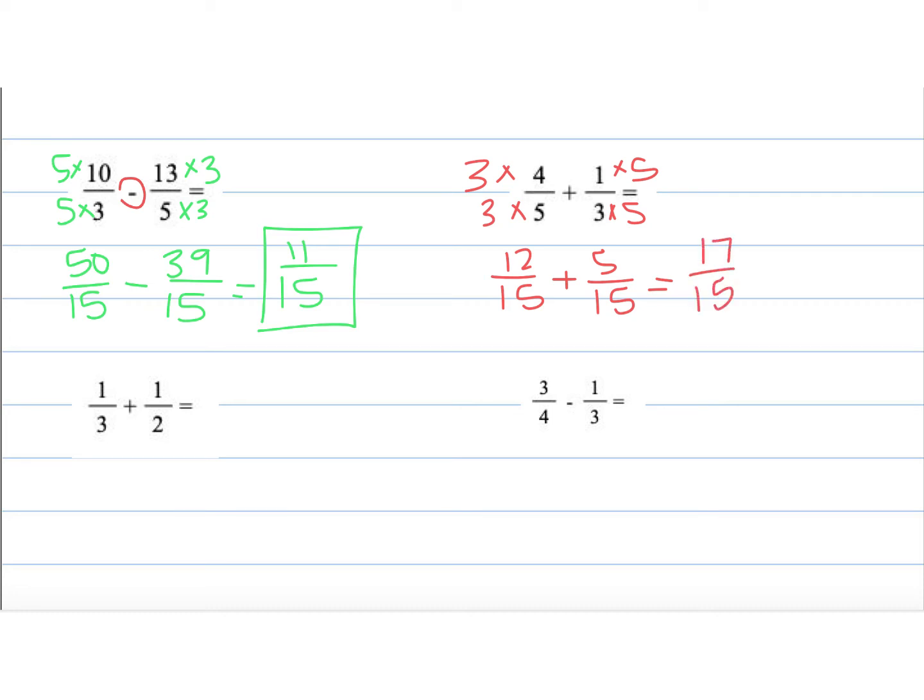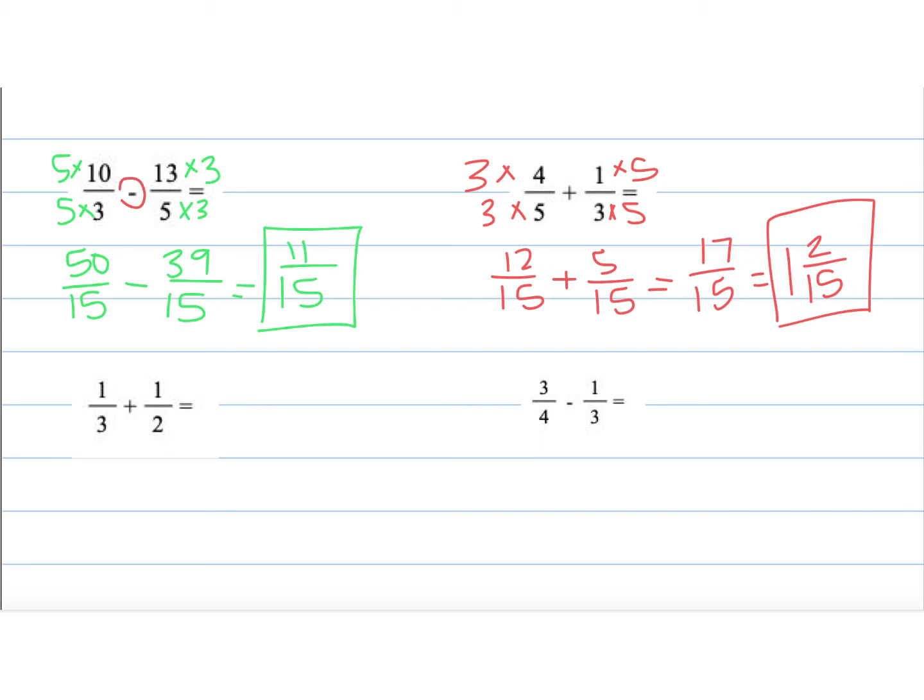I've got an improper fraction. The top number is bigger, so I'm going to turn this into a mixed number. 15 goes into 17 one whole time, with 2 left over out of 15. That's in simplest form. So my answer, 1 2 fifteenths.